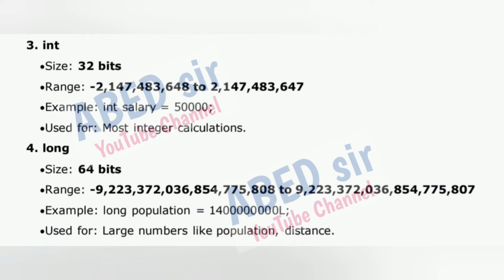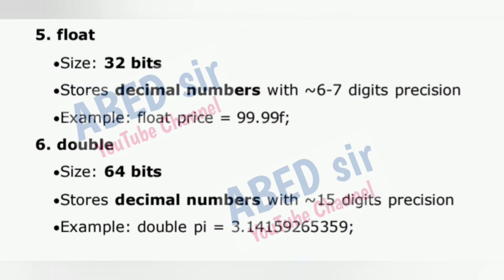4. long. Size: 64 bits. Example: long population. Used for large numbers like population, distance. 5. float. Size: 32 bits. Stores decimal numbers with about 6-7 digits precision. Example: float price = 99.99f. 6. double. Size: 64 bits. Stores decimal numbers with about 15 digits precision. Example: double pi = 3.14.